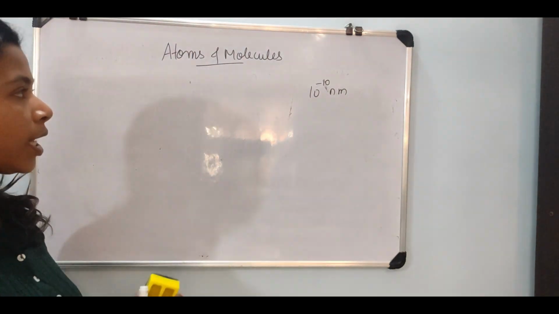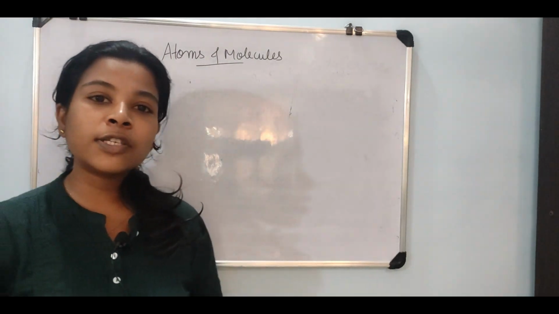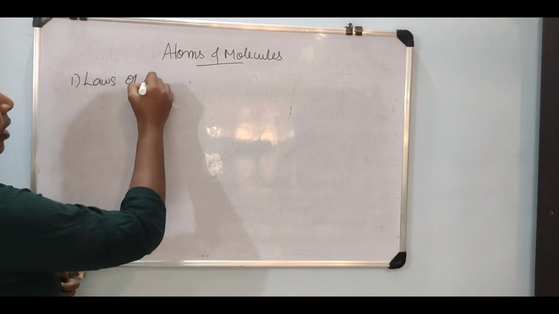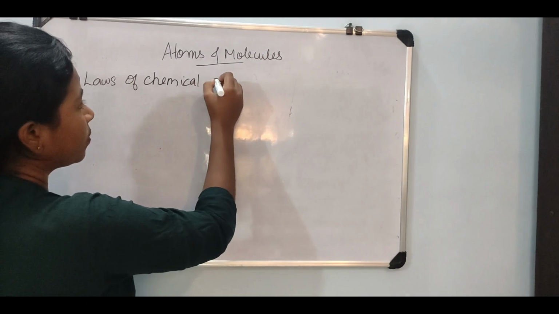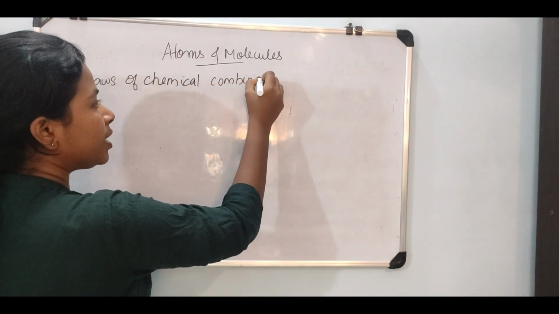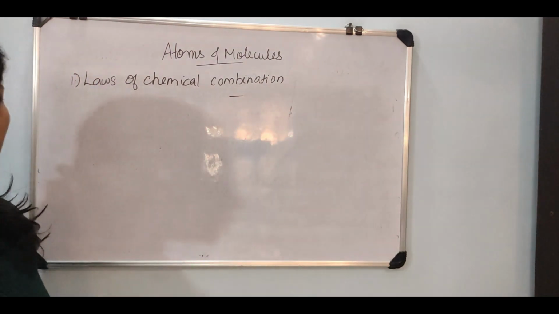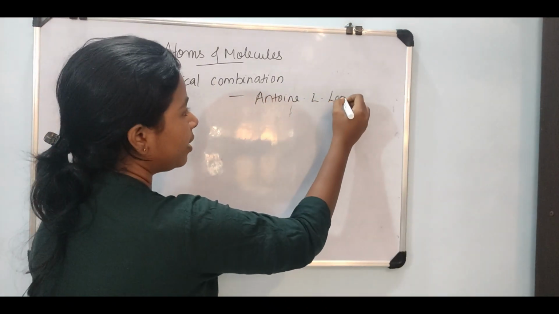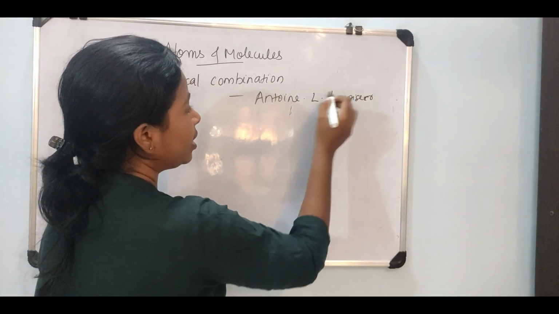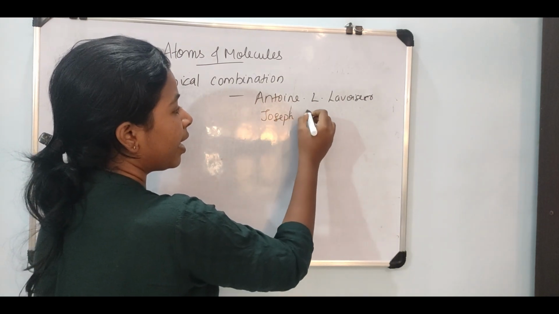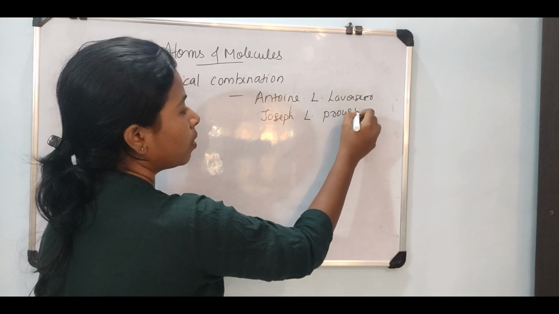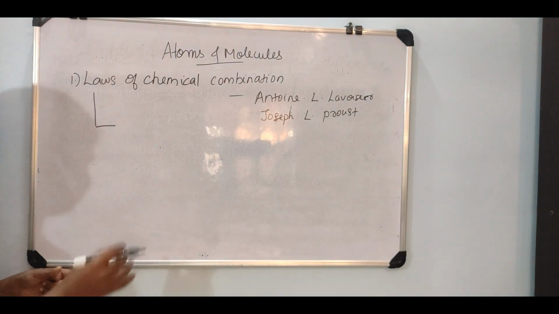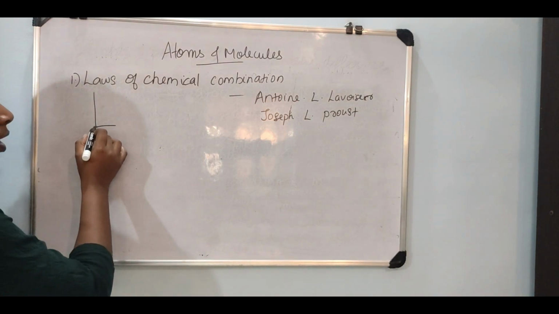Now we come to the first topic of this chapter, laws of chemical combination. These laws were stated by Antoine Lavoisier and Joseph Proust. There are two laws coming under the heading of laws of chemical combination.